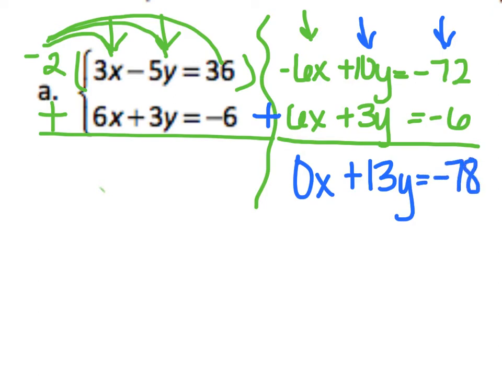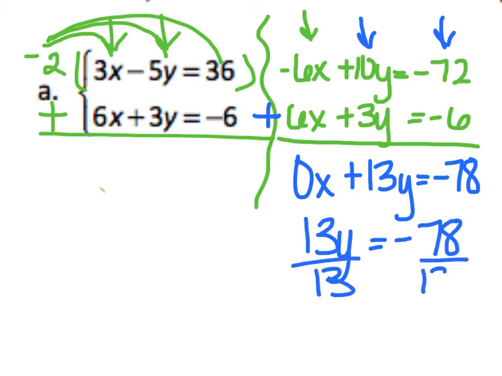So since I got a variable to be 0, I know that I multiplied or picked the correct number to multiply by. So I have 13y equals negative 78. And if you divide by 13, y is going to equal negative 6.